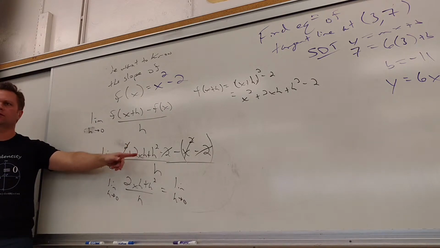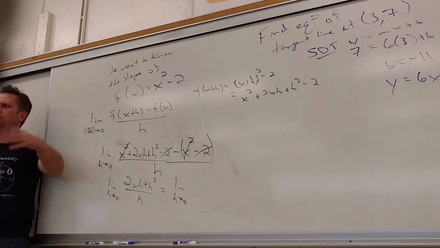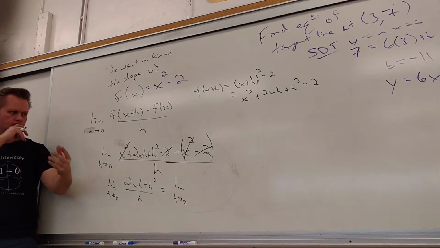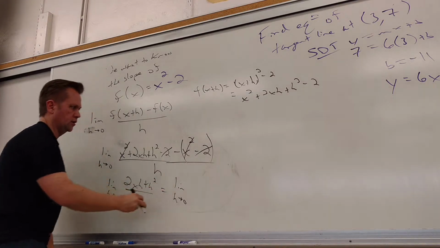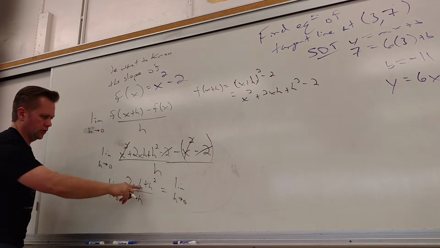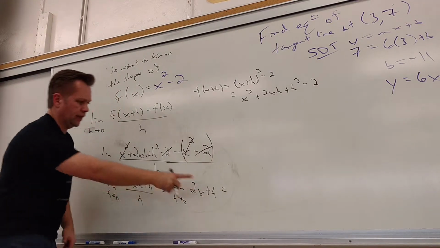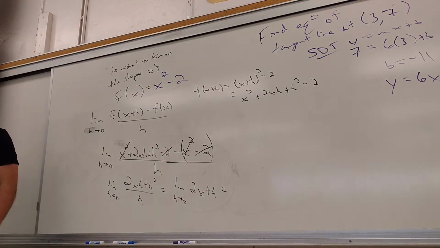The computations involved here are nothing big. In fact, they're like math 103 level. But the ideas are kind of big. So the h cancels, one h cancels from each. And if I let h go to 0, I get 2x.